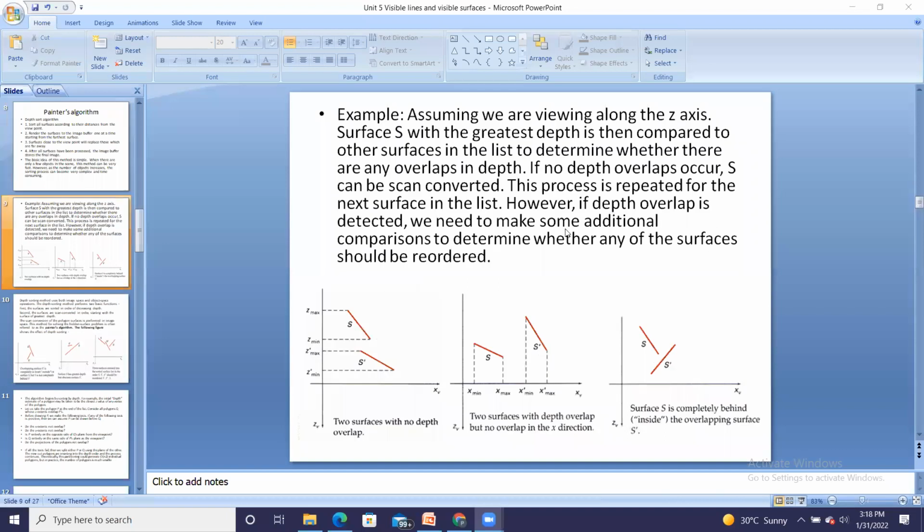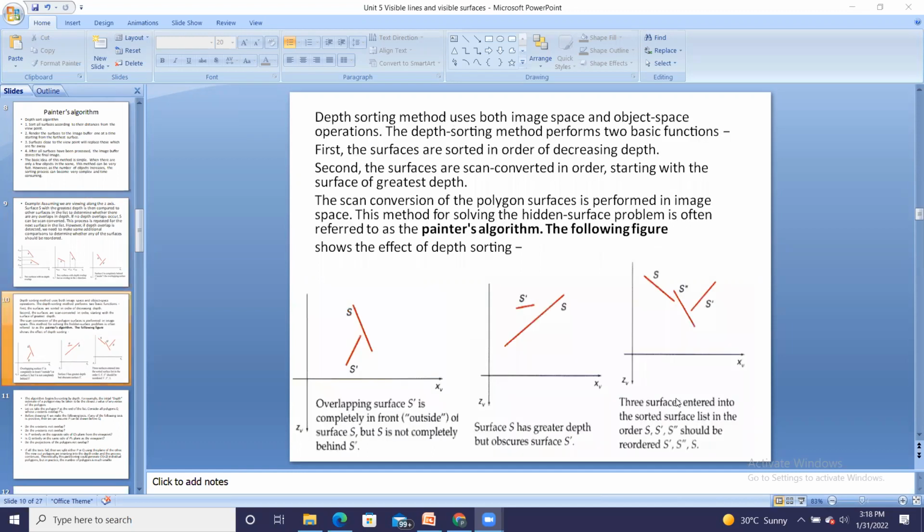So we have seen this example that how the overlapping is checked, and accordingly how inside, outside, behind, and in front tests are carried out. So overlapping surface with outside test and all, and then we are checking the thing with projections. So that are nothing but greatest depth and all that we are checking. And this depth sorting method uses both image and object space operations. Okay, so that is about Penter's algorithm.